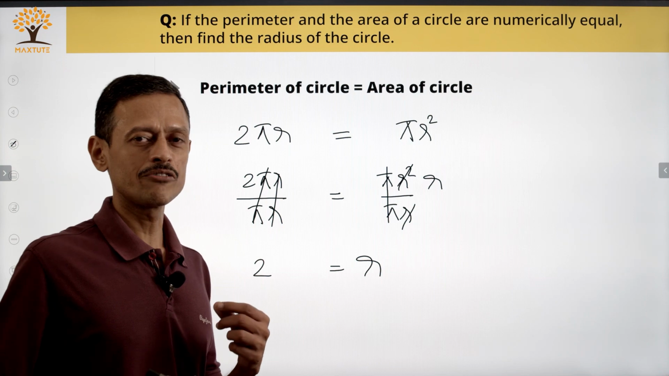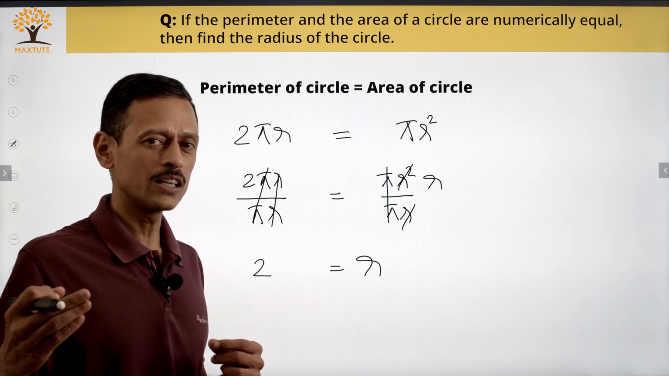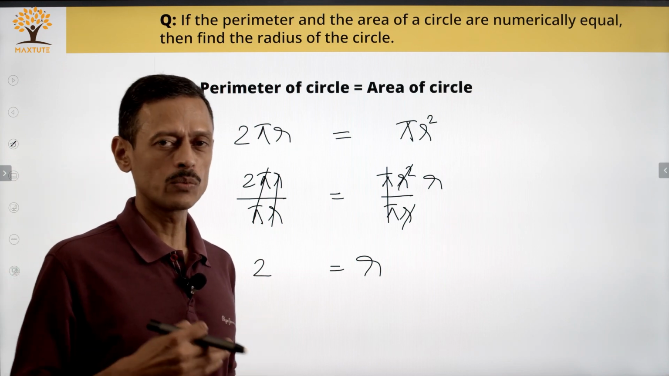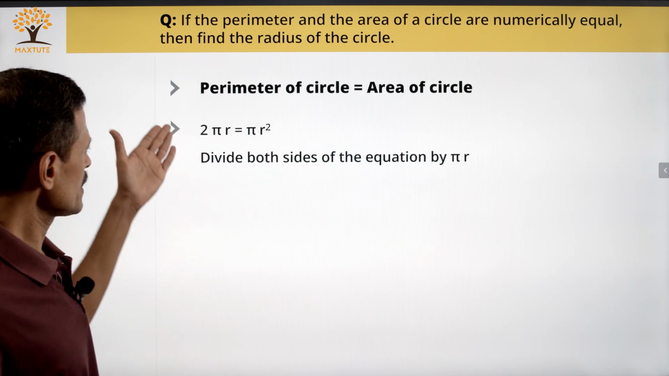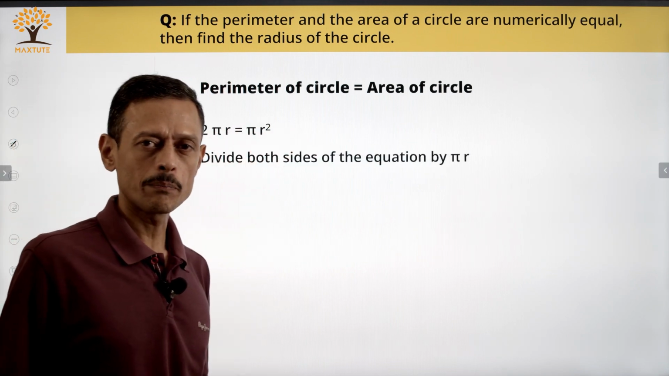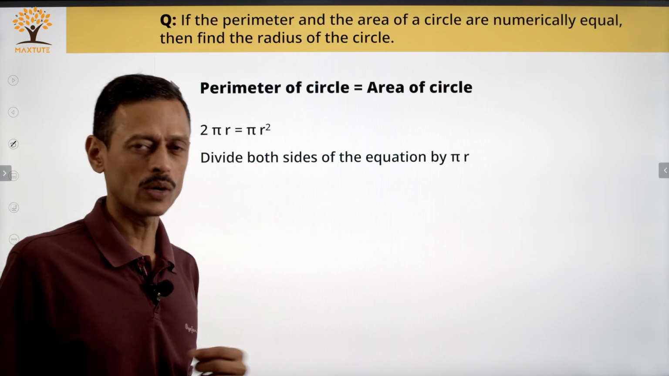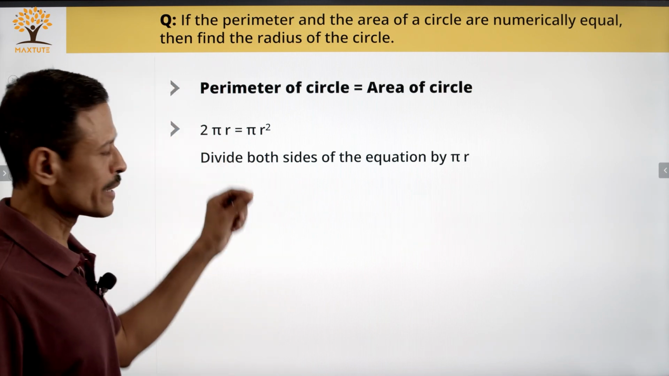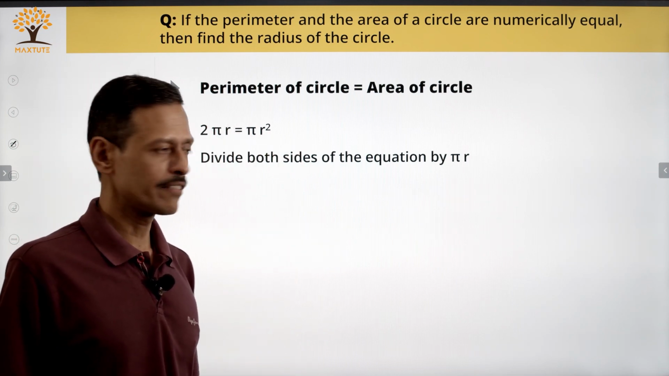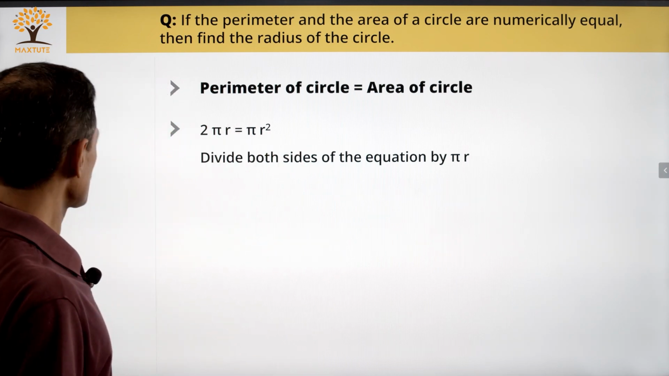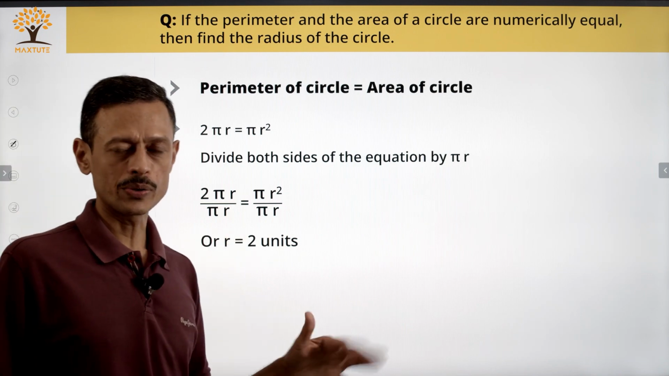When will the circumference and the area be equal numerically? When the radius is equal to 2. Quickly summarize it again in a printed form. Perimeter of the circle is 2 pi r. Area is equal to pi r square. Perimeter or circumference, meaning one and the same. So these are numerically equal. So 2 pi r is equal to pi r square. Let's divide both sides of the equation by pi r. What we are left with is basically r is equal to 2 units.